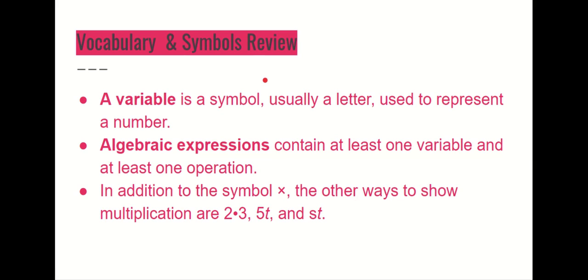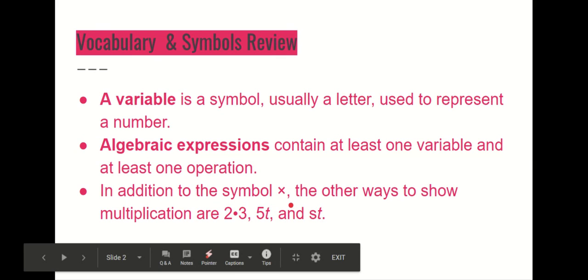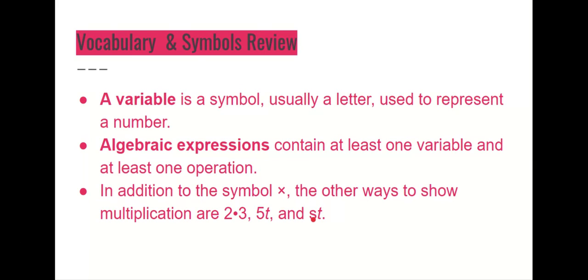So some important vocabulary for you. A variable is a symbol, usually a letter, used to represent a number. An algebraic expression contains at least one variable and at least one operation. In addition to the symbol x, the other ways to show multiplication are 2 times 3, 5t, which means 5 times t, and st right beside each other. When you have two variables beside each other, it's s times t. So remember, the variables are representing some number that we don't know.